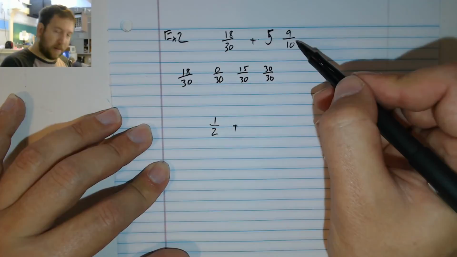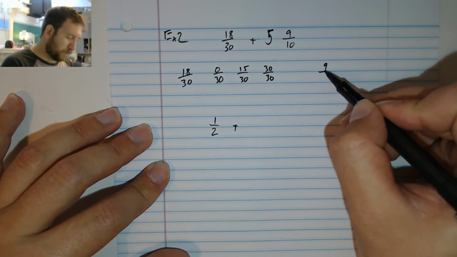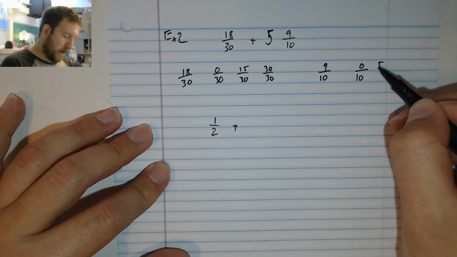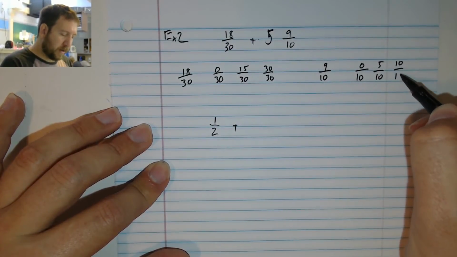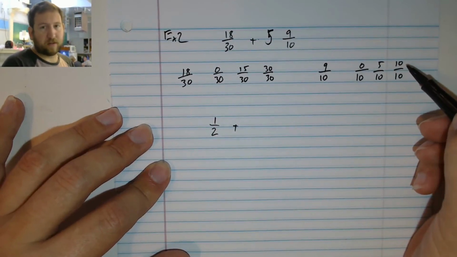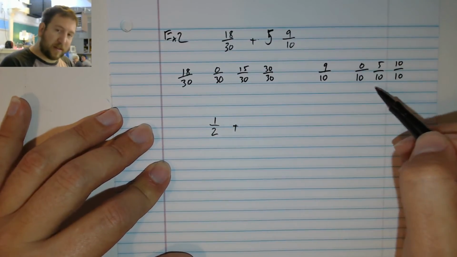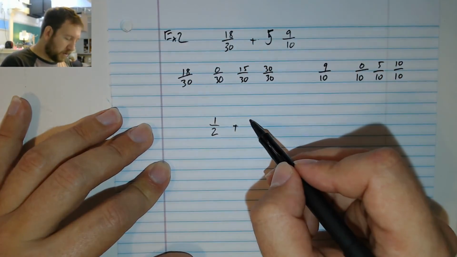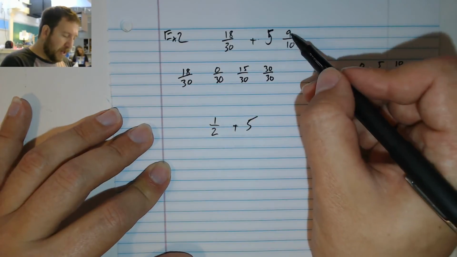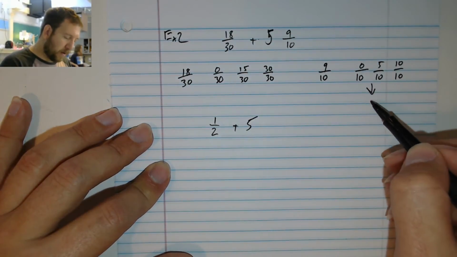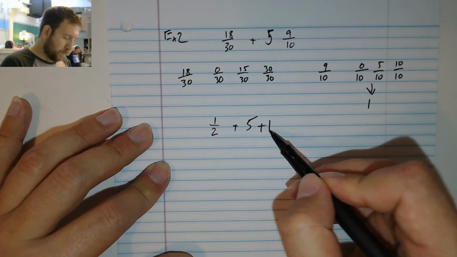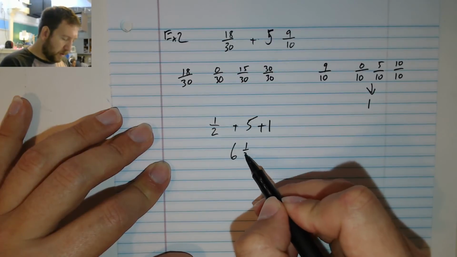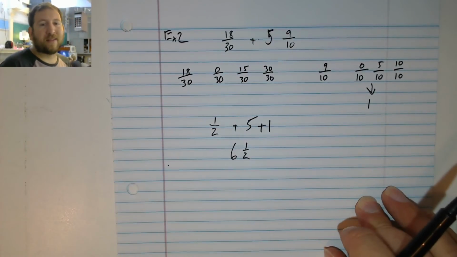Now my 5 and my 9/10. Let's look at my 9/10. Is this closest to 0/10, 5/10, or 10/10? This 9 is definitely closest to 10/10, so I can estimate this to be a 1. So I have 1/2, which came from here, plus 5, which came from here, and then I have 9/10, which turned into a 1, right? So I have 1/2 plus 5 plus 1, so I have 6.5. There I go, and that's how I estimate it.